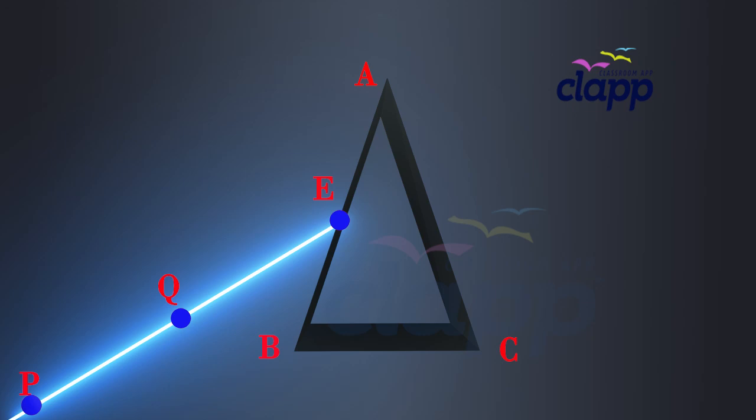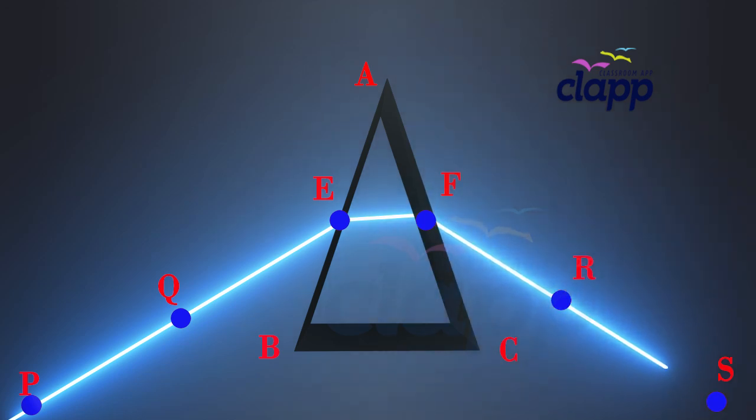Look for the images of the pins, fixed at P and Q, through the other face AC. Fix 2 more pins, at points R and S, such that the pins at R and S and the images of the pins at P and Q lie on the same straight line. Remove the pins and the glass prism. The line PE meets the boundary of the prism at point E. Join and produce the points R and S. Let these lines meet the boundary of the prism at E and F, respectively.